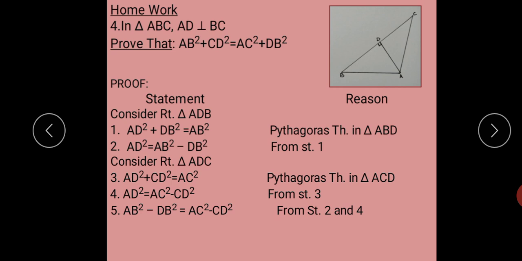What we want, look at what is asked to prove. It is AB square plus CD square. The CD square is here, which can be taken on the other side, it will be plus CD square. On the right hand side of what is asked to prove, AC square is already there. Only we want plus DB square, which is here on the left hand side as minus DB square. When you take it on the right hand side, it will become plus, and we will get the final statement.